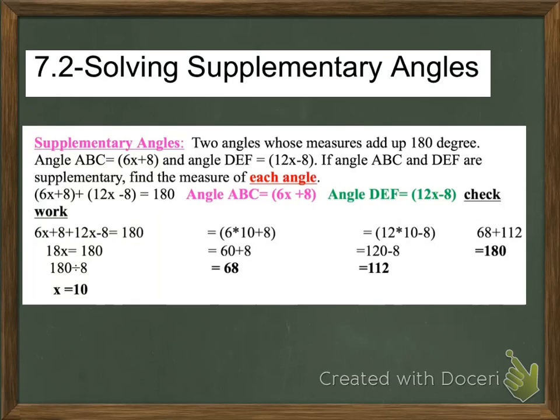Supplementary angles are angles whose measures add up to 180 degrees. Angle ABC equals 6x plus 8. Angle DEF equals 12x minus 8. If angle ABC and DEF are supplementary, find the measure of each angle.